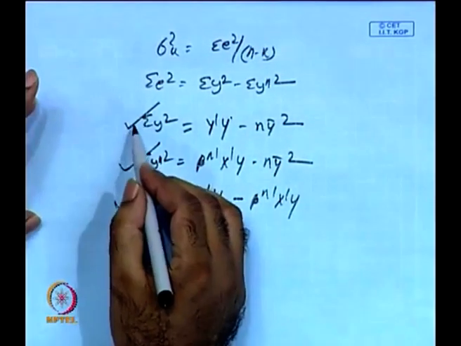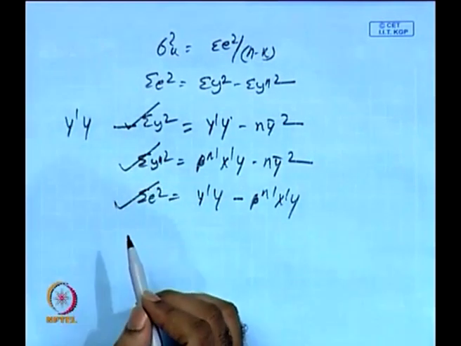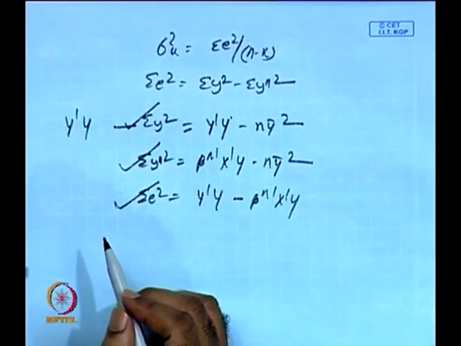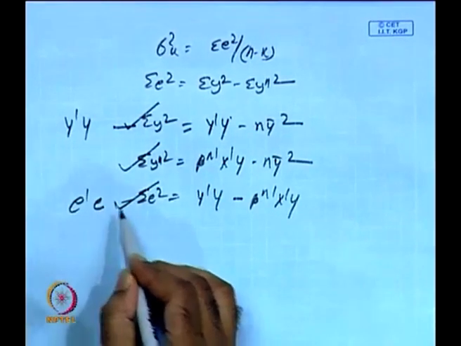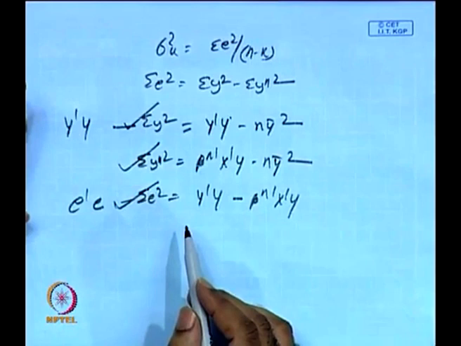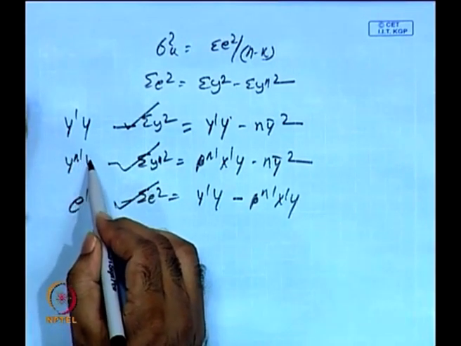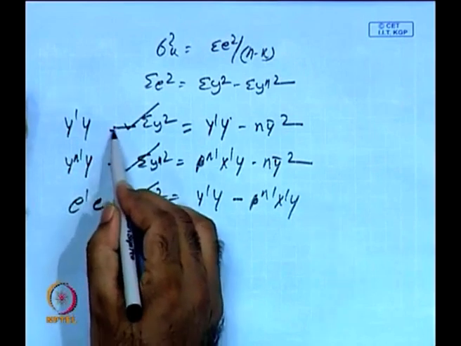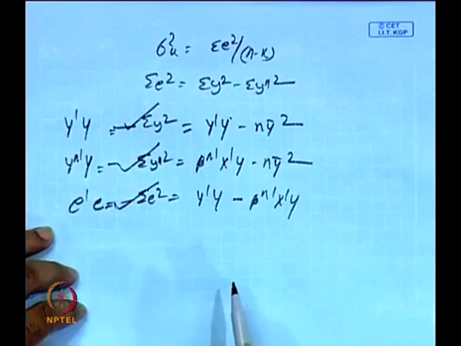So summation y square is nothing but y transpose y. Means we have to multiply, just like we have got here e transpose e. So similarly y transpose y, we will get it here. Similarly summation y hat square equal to y hat transpose y hat. So this is how the entire structure can be built. Let's see how we will calculate summation y square first.